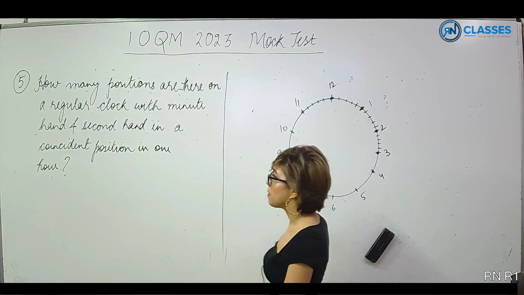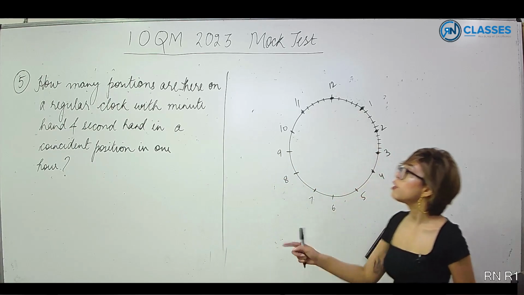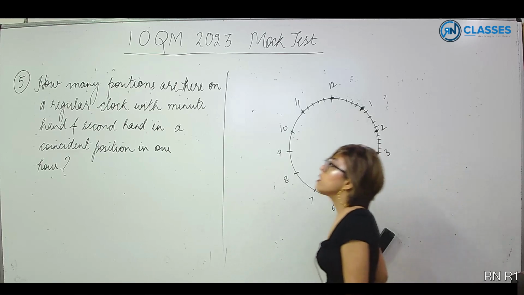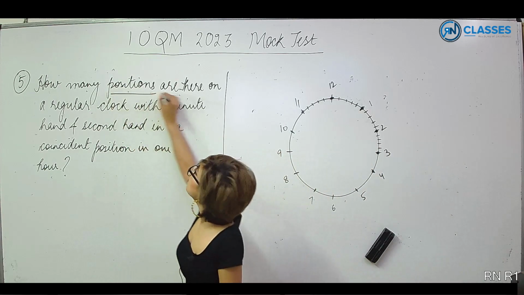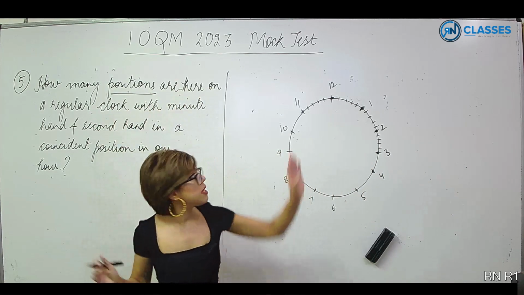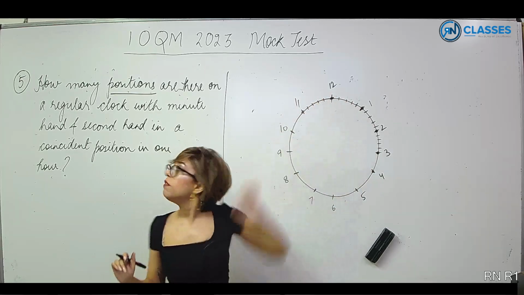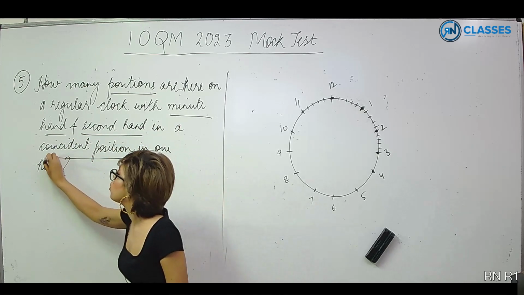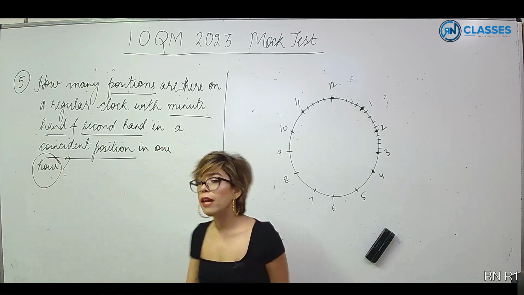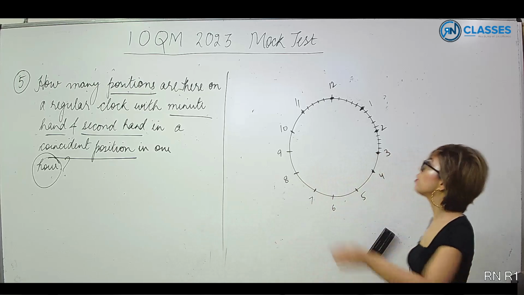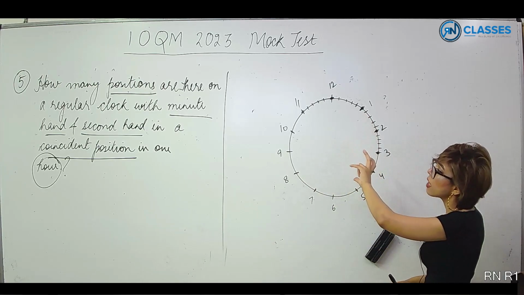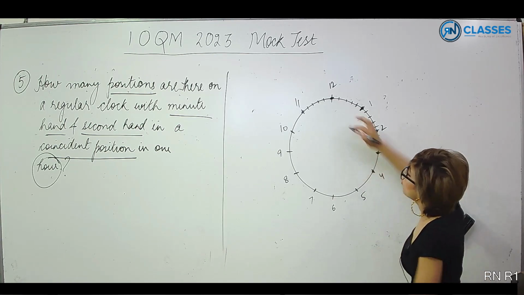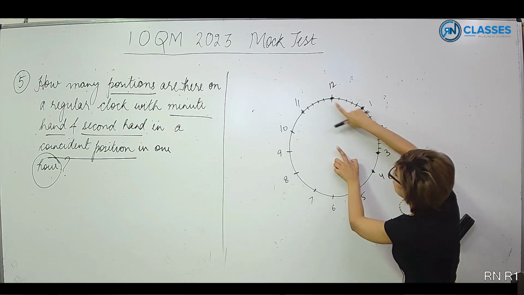Alright. The next one is quite interesting because if you know how to read the clock, you already have the answer. Alright. Now it says how many positions are there on a regular clock, so obviously from 12 to 12, with minute hand and second hand in a coincident position in 1 hour. Right? Okay. So minute hand, the longer one, and the second hand, even the longer one. Coincident position. So that means their positions should coincide.